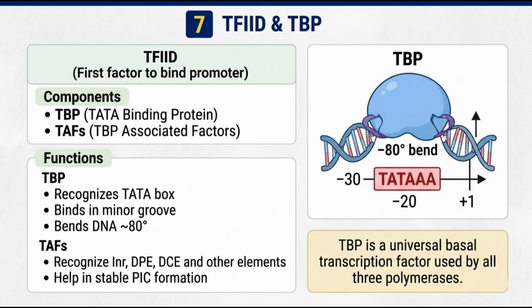Transcription factor IID and TBP. TFIID is the first transcription factor to bind the promoter. It consists of two components: TBP, the TATA binding protein, and TAFs, which are TBP-associated factors. TBP recognizes and binds the TATA box. Binding of TBP induces a sharp bend in DNA of approximately 80 degrees. This DNA bending facilitates assembly of the remaining transcription machinery. TAFs recognize additional promoter elements such as INR and DPE.